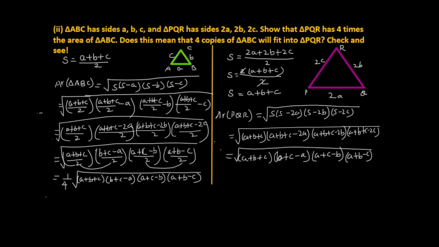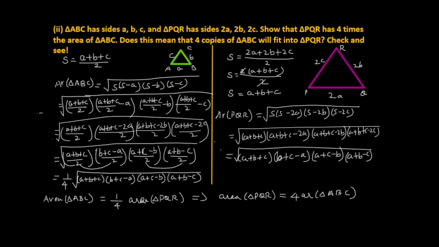So when we are seeing here, area of triangle ABC is equal to 1/4 of area of triangle PQR, which implies area of triangle PQR is equal to 4 times area of triangle ABC. So we got that.